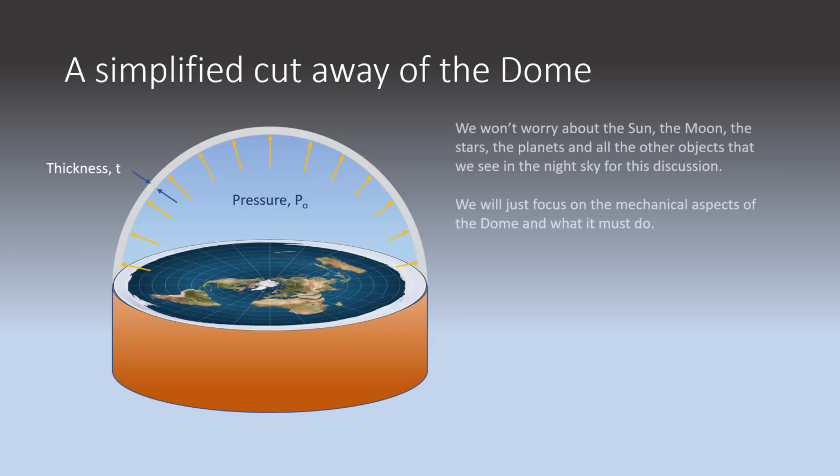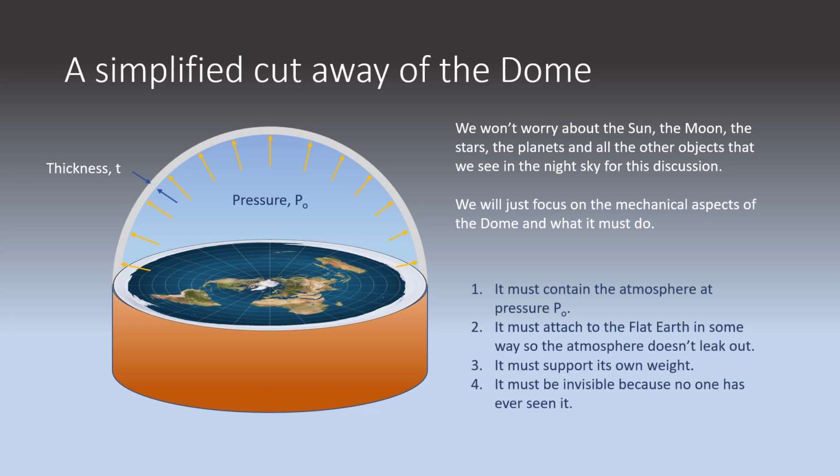We won't worry about the sun, the moon, the stars, the planets and all the other objects that we see in the night sky for this discussion. We will just focus on the mechanical aspects of the dome and what it must do. It must contain the atmosphere at pressure P0. It must attach to the flat Earth in some way so the atmosphere doesn't leak out. It must support its own weight. It must be invisible, because no one has ever seen it.